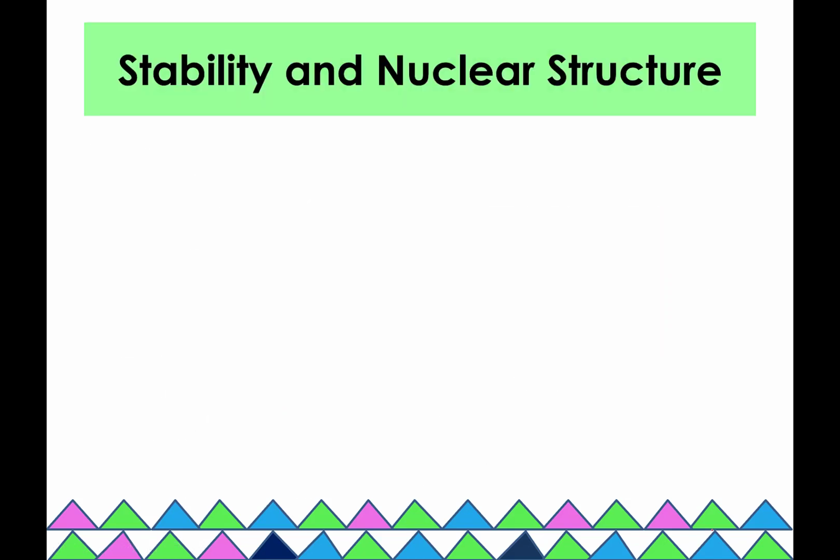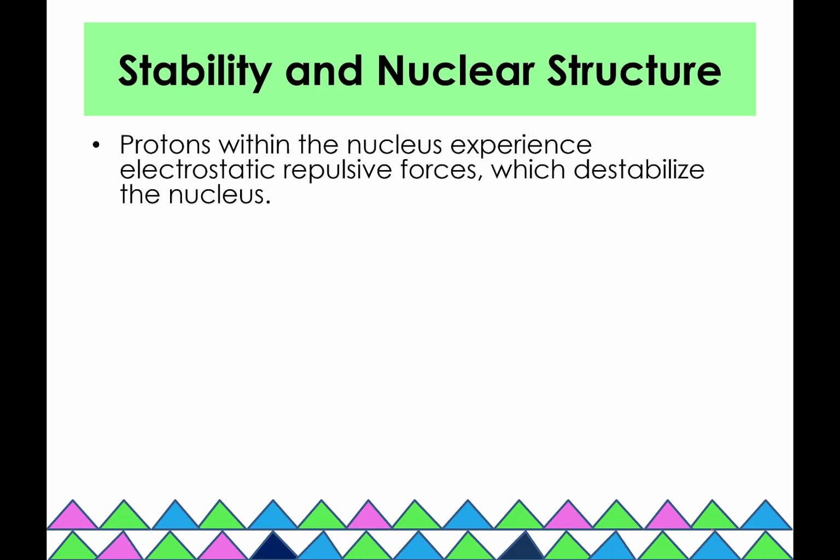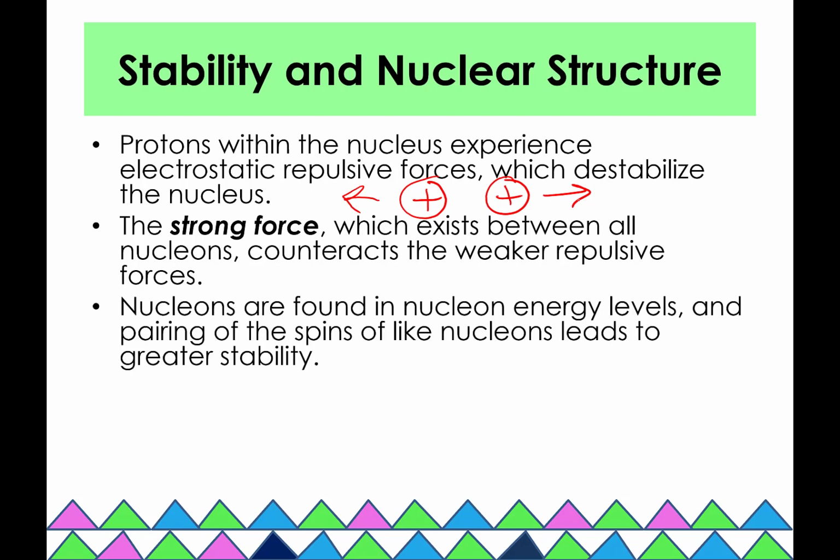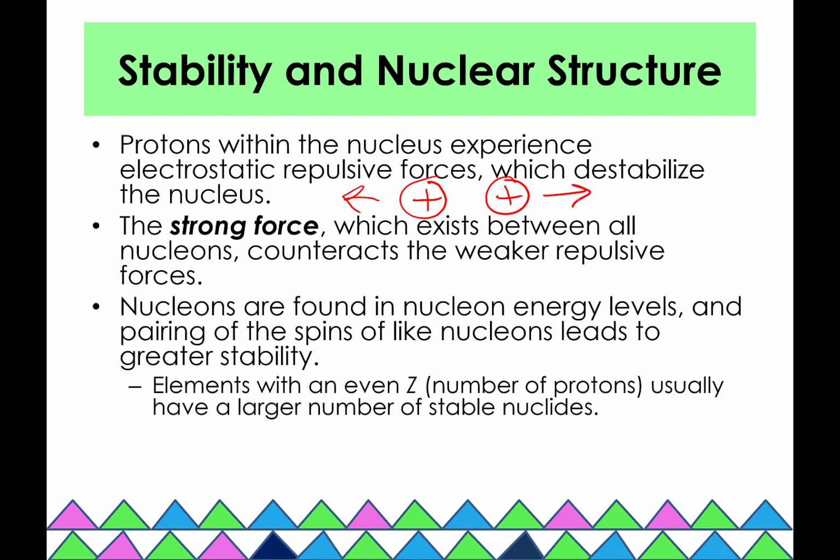Okay, let's talk about stability and nuclear structure. So first of all, protons within the nucleus experience electrostatic repulsive forces. Remember that if we have two charges that are the same, they're going to repel one another, and that's going to destabilize the nucleus. The strong force, which exists between all nucleons, counteracts the weaker repulsive forces. Nucleons are found in nucleon energy levels, and pairing of the spins of like nucleons leads to greater stability.